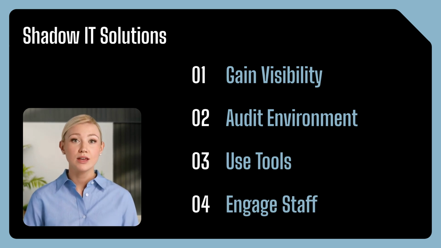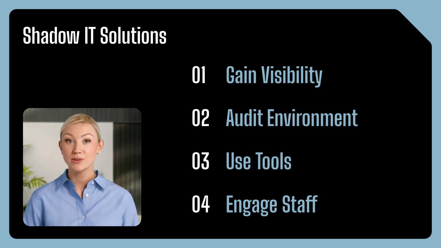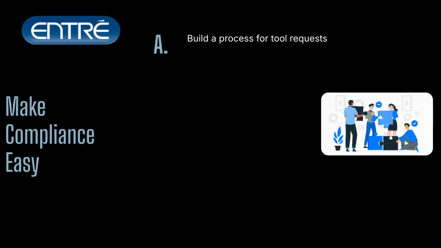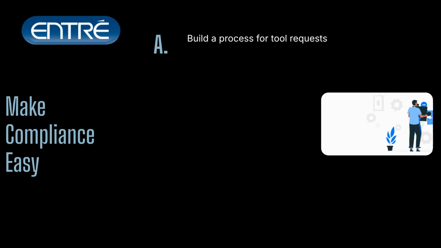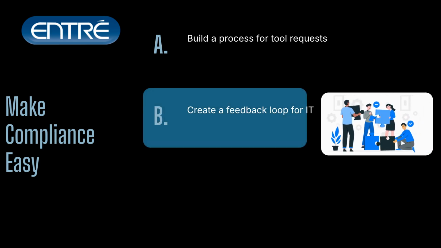You might find out that your file system doesn't work well for remote teams, or that the approved app lacks a key feature your staff needs. These insights can guide you toward better solutions. From there, build a process that makes it easy for employees to suggest or request new tools. Create a feedback loop where IT actually listens, evaluates, and provides alternatives quickly.